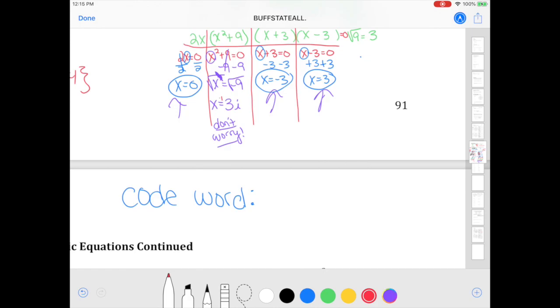And again, just because I'm particular, it's going to be a plus or minus 3i, because it could be a positive 3 or a negative 3 imaginary number to get you that negative 9 under the square root.